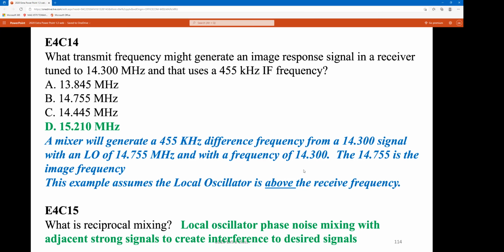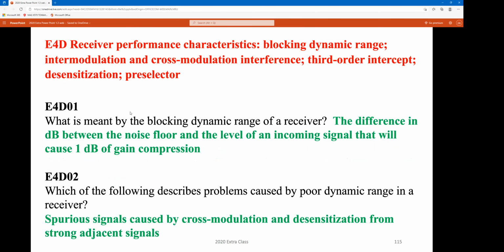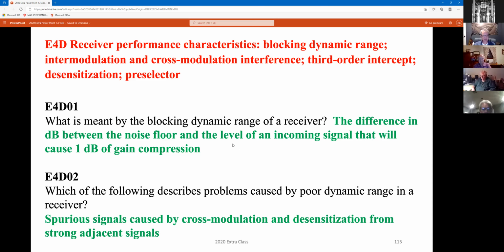What is reciprocal mixing? Local oscillator phase noise mixing with adjacent strong signals to create interference to desired signals. Section D. What is meant by the blocking dynamic range of a receiver? That's the difference in dB between the noise floor and the level of an incoming signal that will cause 1 dB of gain compression. One of the Kessler videos has a good diagram showing this, and I think it's actually out of the ARRL book.